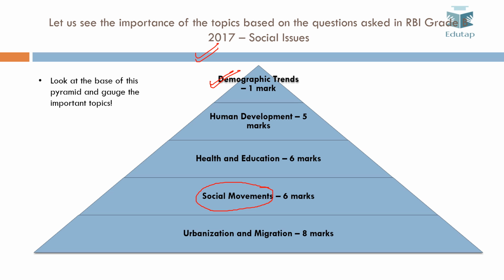In 17, the human development chapter had 5 marks out of it, but in the year 2018 there was only 1 mark. So you can see the level of unpredictability here, friends. These are some important takeaways that you need to have from this particular lecture, right?